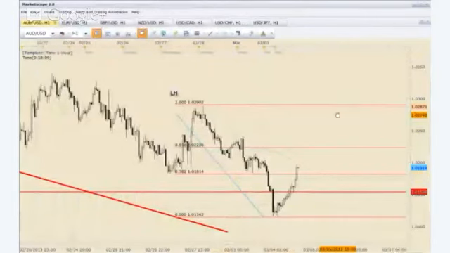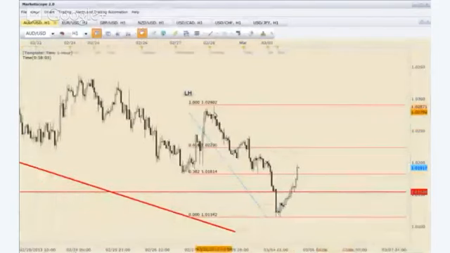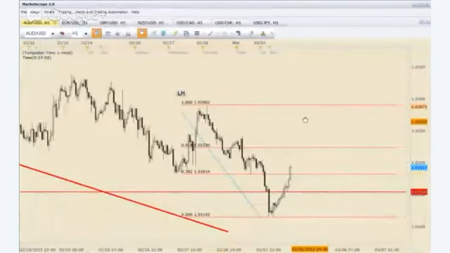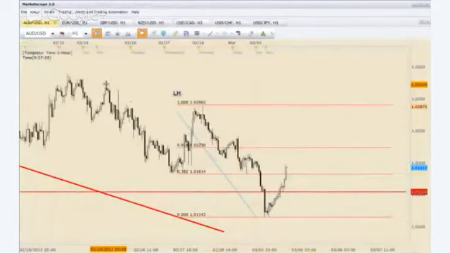Give me a little bit better contrasting colors there. Okay. So all of last week, there were 2 impulsive moves down. There's one, and then we have the second one here.